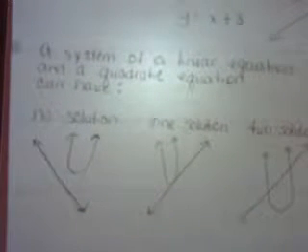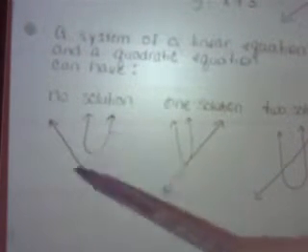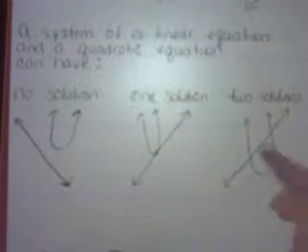A system of a linear equation and a quadratic equation can have no solution. That means if I graph both of them, they never intersect, so there's no solution. Or they could have one solution, where they intersect at one point. Or they can have two solutions, which means the line and the parabola intersect at two different points. So let's learn how to solve a nonlinear system.